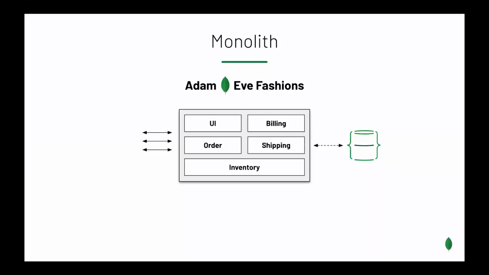If we take the example of a fictitious fashion store, the Adam and Eve fashions, there are all these components that make it possible for the entire store to be operational and usable for the consumers. Here, I have listed a few in the context of handling an order.